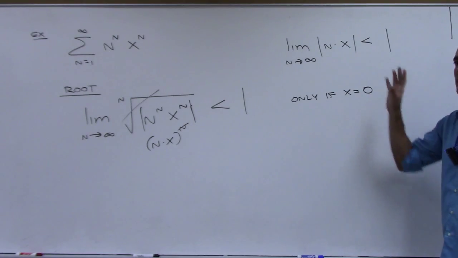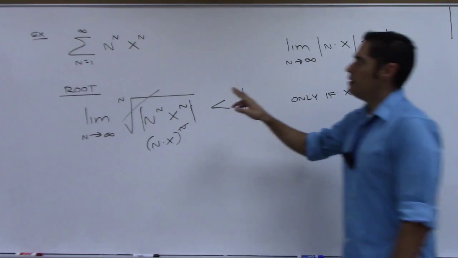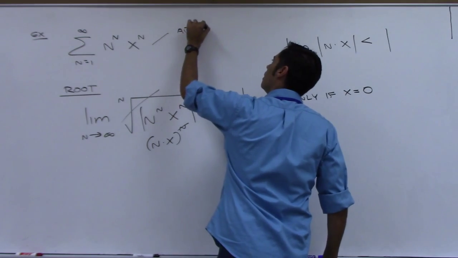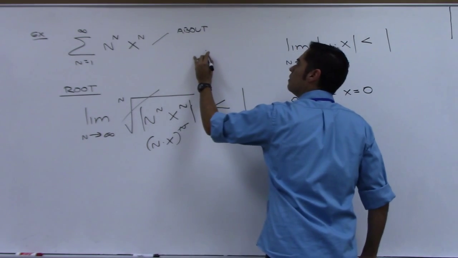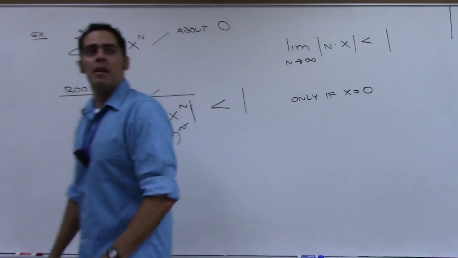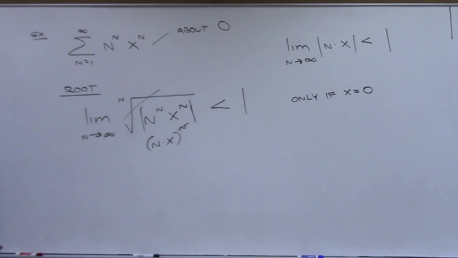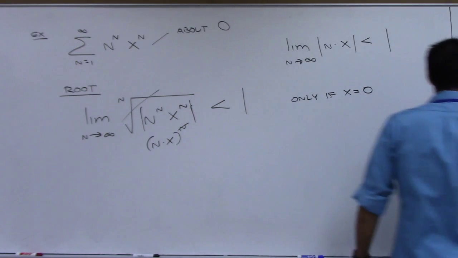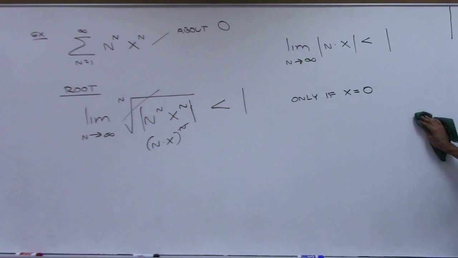Didn't we say earlier that if this is a power series about, here it would be about what? About 0. Isn't this a power series about 0? Then if I plug 0 in, shouldn't I get it to converge? Yes. But now it proves that it's only 0. Only if x is 0.